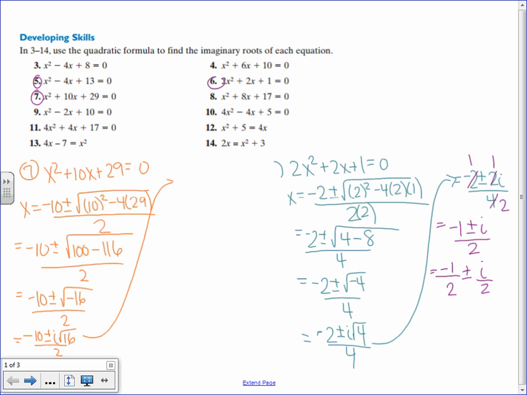And now it's a positive square root. The square root of 16 we know is 4, so this is negative 10 plus or minus 4i all over 2. And then 2 can go into here 5 times, and it can go into here 2 times. So the final answer is negative 5 plus or minus 2i. Pretty easy.